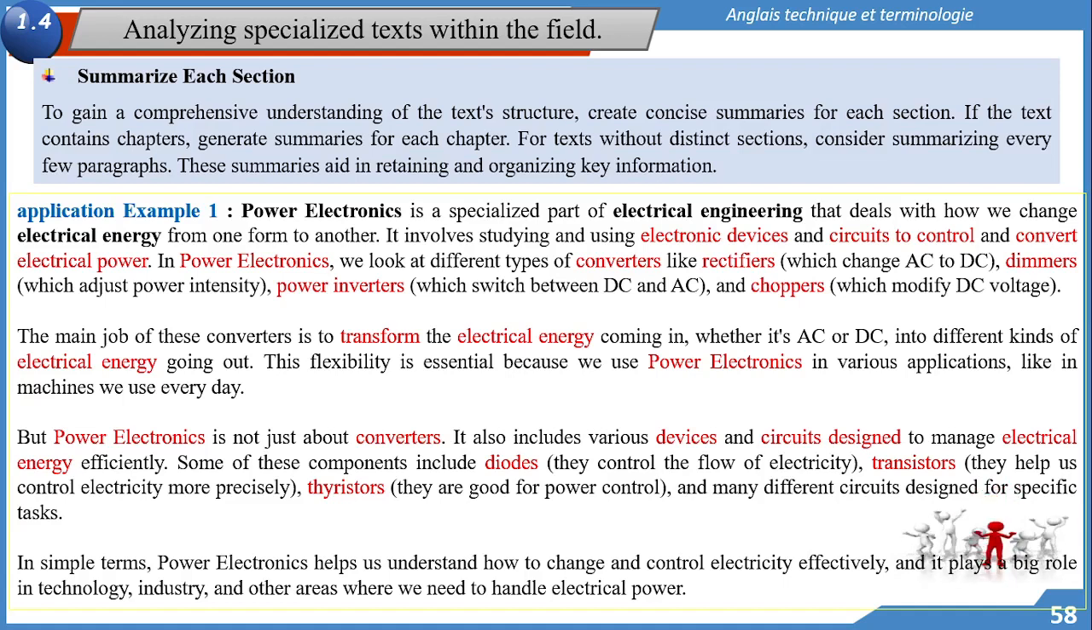In this article, introduction: power electronics deal with changing electrical energy. Types of converters: explain rectifier, dimmer, power inverter, and choppers. For components, discuss diodes, transistors, thyristors, and circuits. For significance, highlight the role of power electronics in various applications.